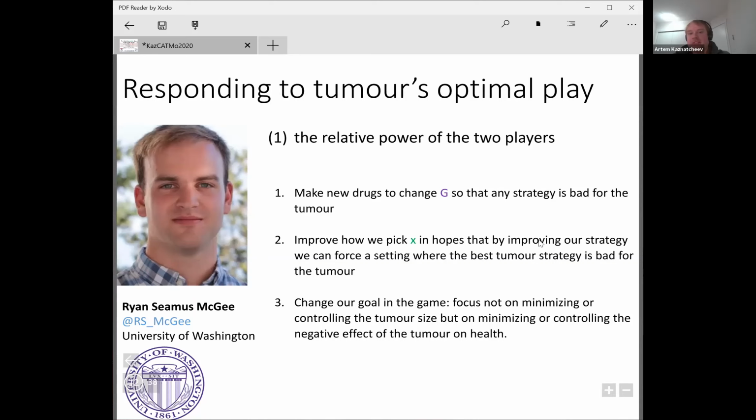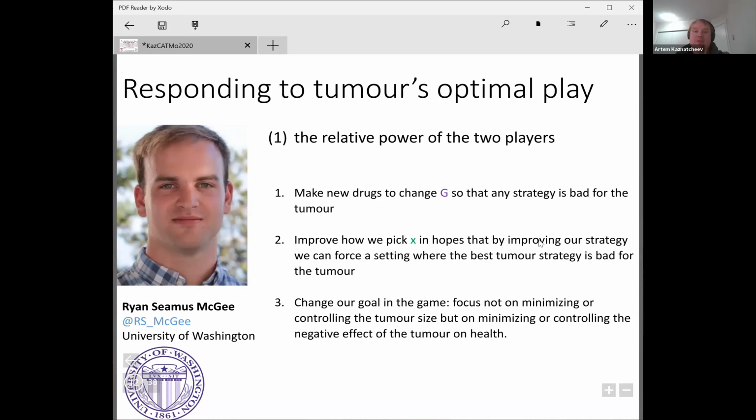So that to me tells a little bit about the relative power of the two players. We shouldn't underestimate the power of the tumor, and we shouldn't overestimate the power of the physician, but we should realize that the physician does have some tricks up our sleeves, in particular of changing what we consider to be success. Instead of beating the tumor at its own game, beat it at maximizing damage to the patient.